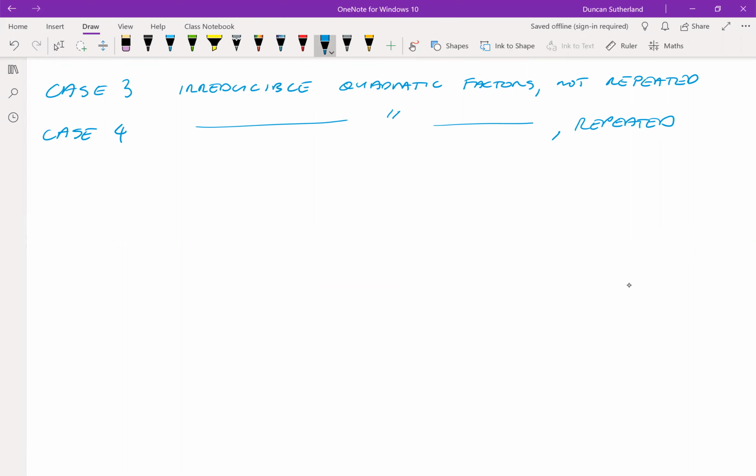So, case 3 example. I'm also not going to fully work this example. I'm just going to write it out, and you know the techniques to solve for the coefficients. So the example that I've got is this fraction here.